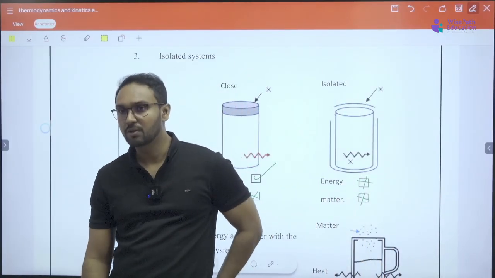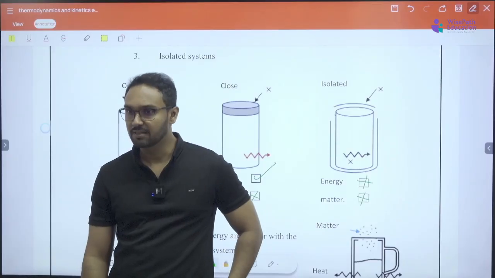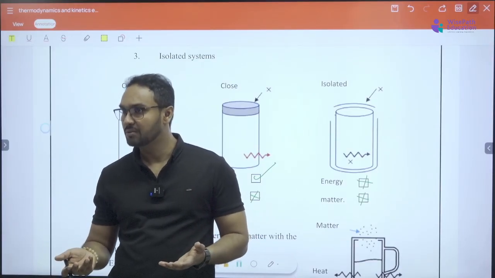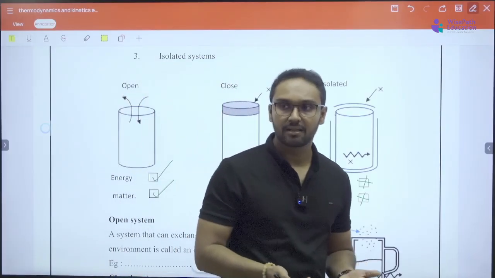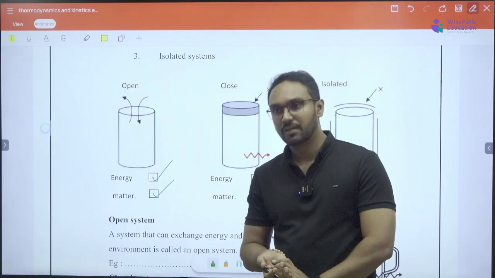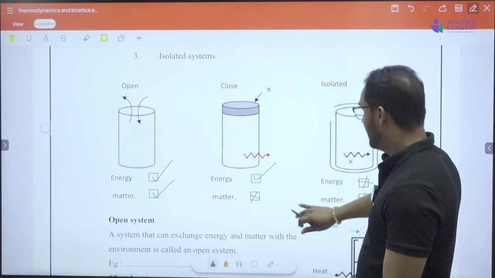Like a thermos flask. If it is a thermos flask, the energy is not allowed to exchange and the matter is also not allowed to exchange. So a better example for an isolated system is what? A thermos flask. Yes. Right.